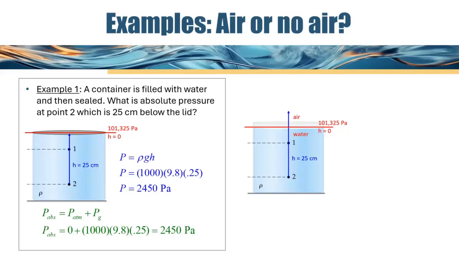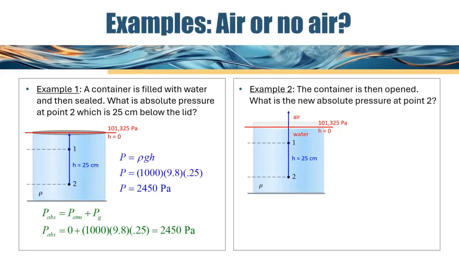So the absolute pressure is equal to the atmospheric pressure plus the gauge pressure. Well, there is no atmospheric pressure because there's a lid on the container, so that's 0. So all I have left is the gauge pressure. So just two ways of looking at the same thing. Let's look at a second example.